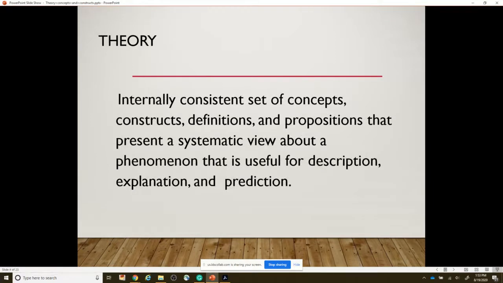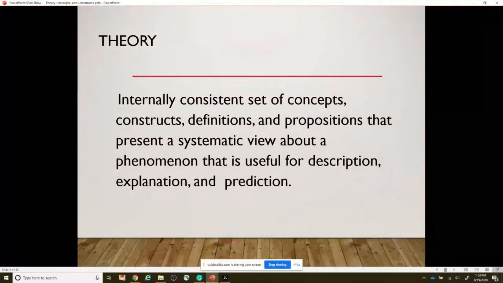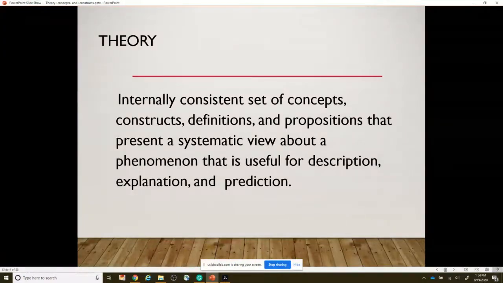Theory is an internally consistent set of concepts, constructs, definitions, and propositions that give us a systematic view about a phenomenon that's useful for description, explanation, and prediction. That's what theory does. It allows us to describe, explain, and predict.